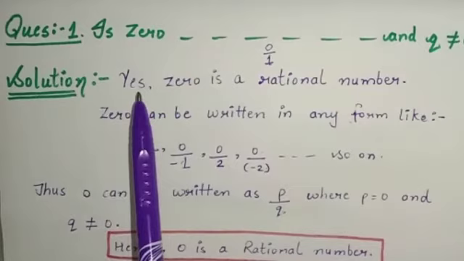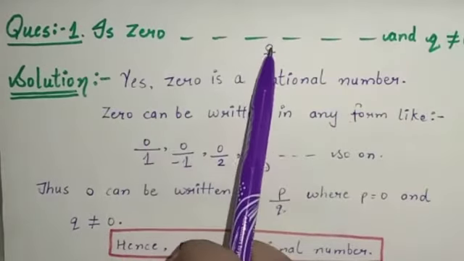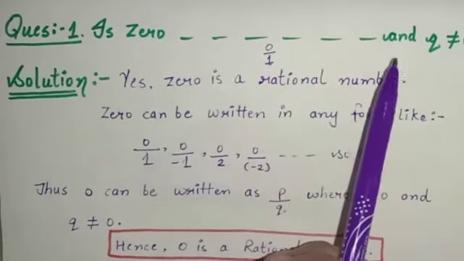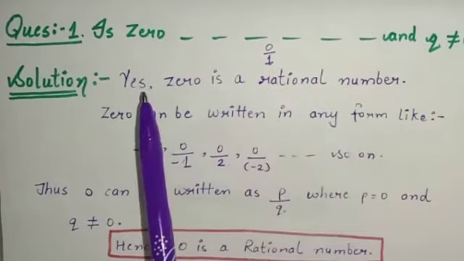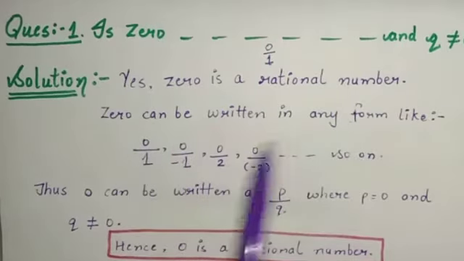So what do you think? Can you write 0 in the form of p by q? Yes, of course. We can write it as 0 by 1, 0 by 2, and so on. It means 0 is a rational number because we can write 0 in any such form.